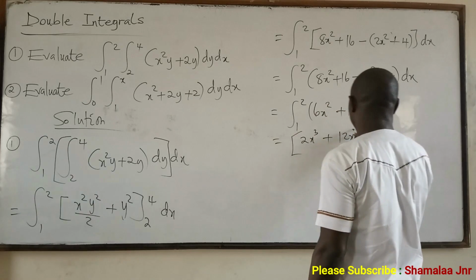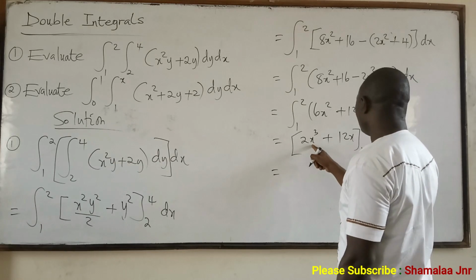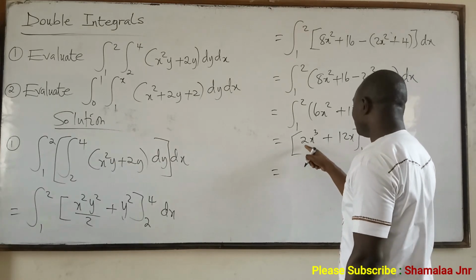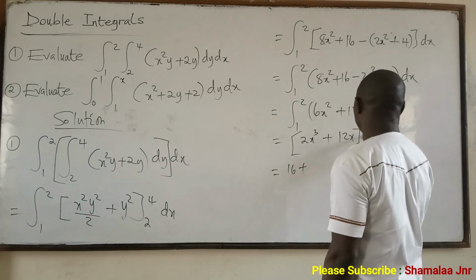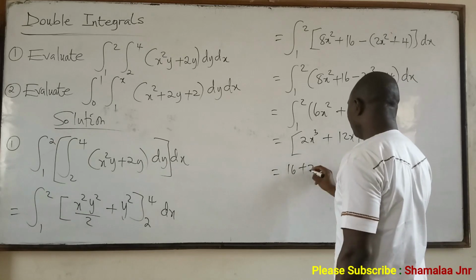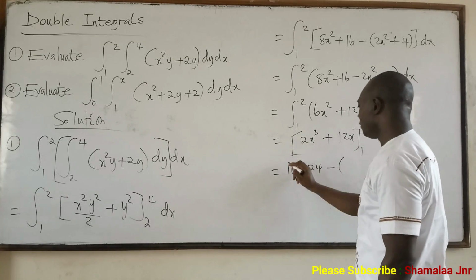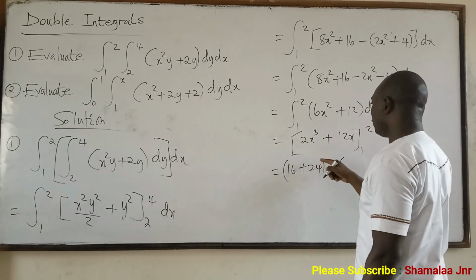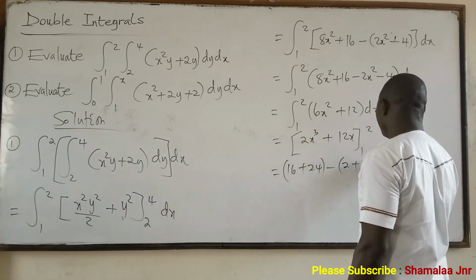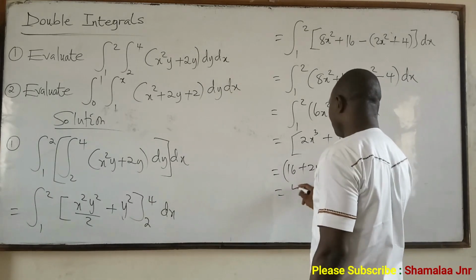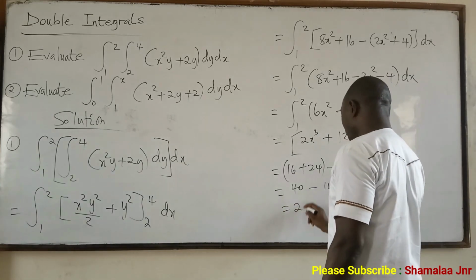Now let's put in the limits of integration, 1 to 2. When you put in 2, 2 raised to the power 3 is 8, times 2 is 16, plus 12 times 2 is 24, minus, in brackets, when you put in 1, this one will be 2, and this one will be 12. So 16 plus 24 is 40, and 2 plus 12 is 14. So the answer is 26.